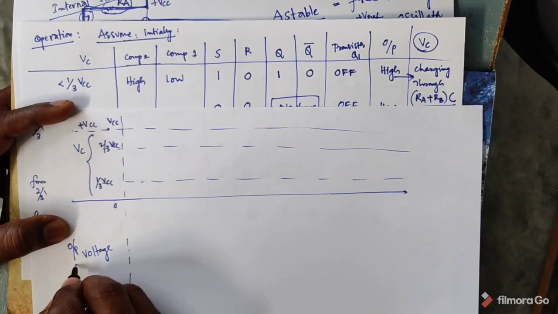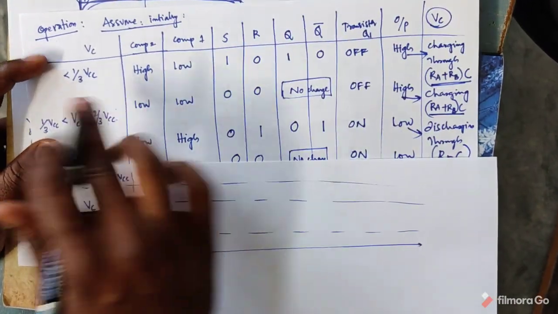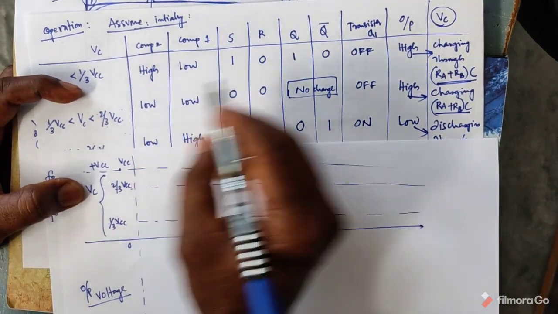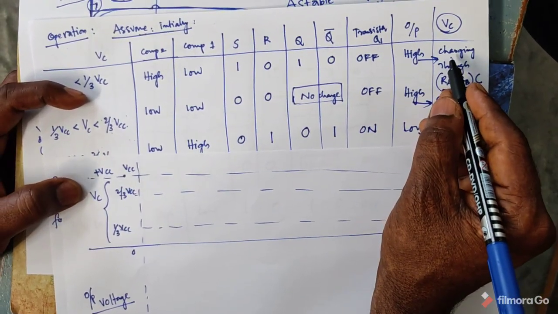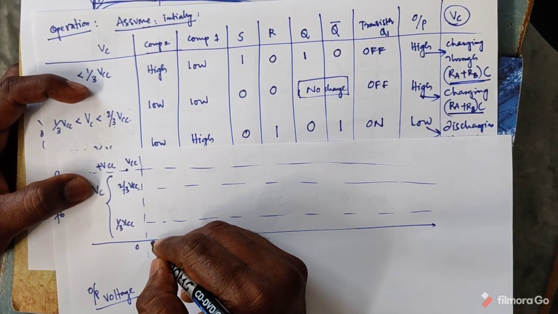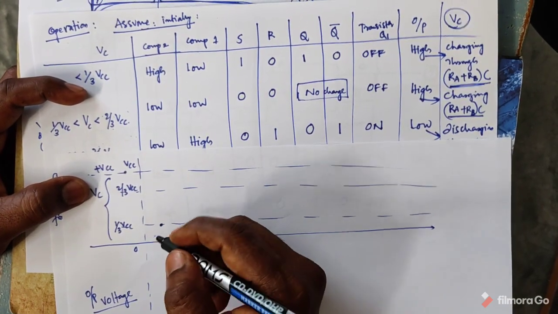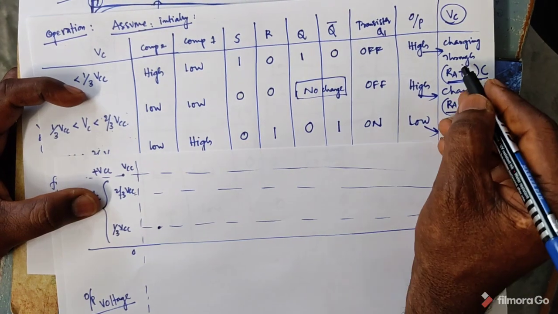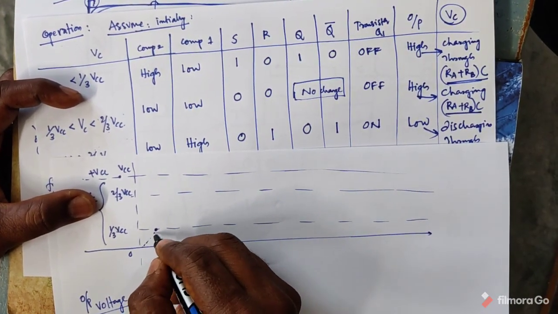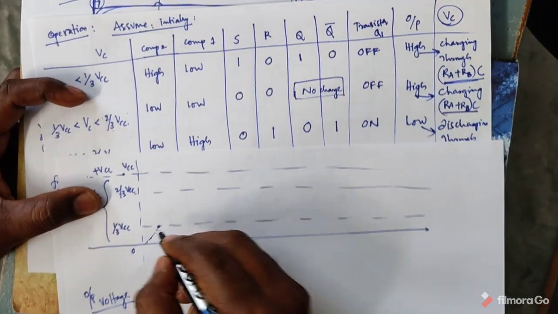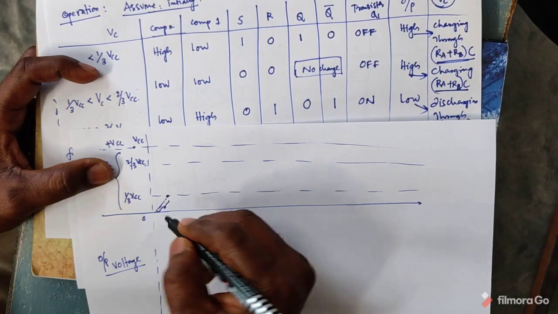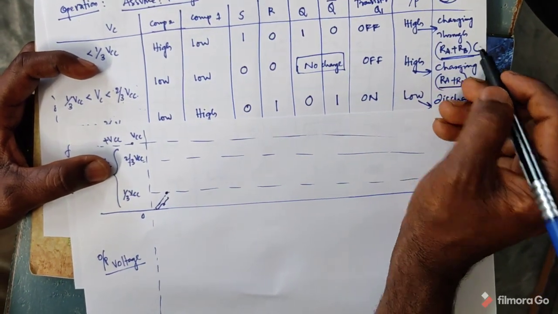For the first condition, less than 1/3 of VCC, the voltage across the capacitor is charging. Simply, that charging condition is charging through RA plus RB. This is the actual initial condition. Now we are considering the initial condition. That value is RA plus RB. Once again I repeat this gap. Initially RA plus RB.